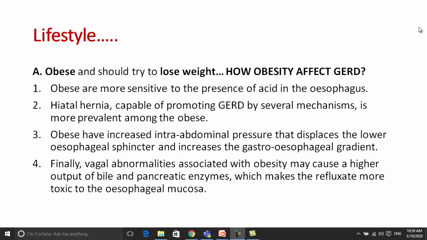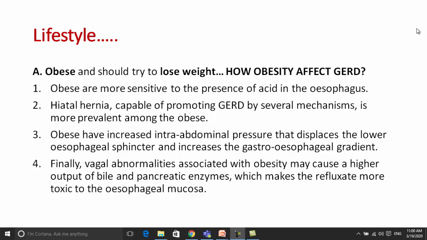So starting with the lifestyle, the patient's body mass index is 35 as written in the previous slide. So the patient is considered obese and should try to lose weight. But how does obesity affect gastroesophageal reflux disease? GERD is the same as GERD, because the British accent writes oesophagus as O-E. So GERD is the same as GERD, gastroesophageal reflux disease, just to clarify this point. So, just to turn back to what I have talked about previously.